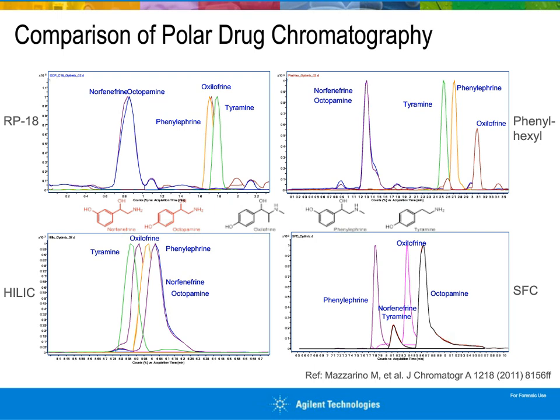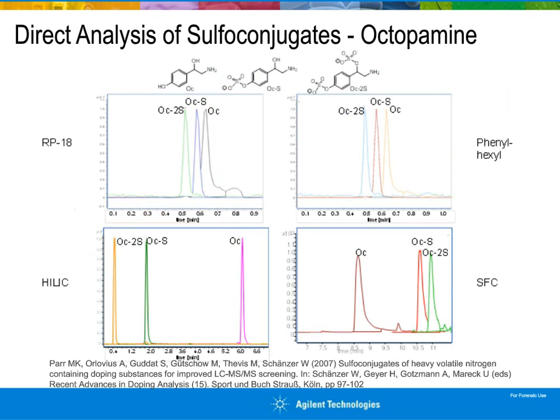If we move along now and look at octopamine and the different sulfates, this is a disulfate, a sulfate, and octopamine as the parent. We look at this on reversed phase, phenylhexyl, HILIC, and SFC. And you can see that basically on HILIC and on SFC the elution order is turned around. So that gives you a little bit of an explanation that this is kind of an orthogonal technique to the chromatography.